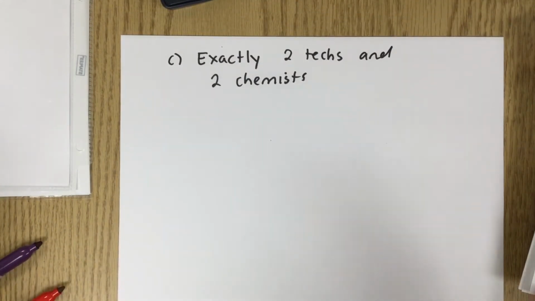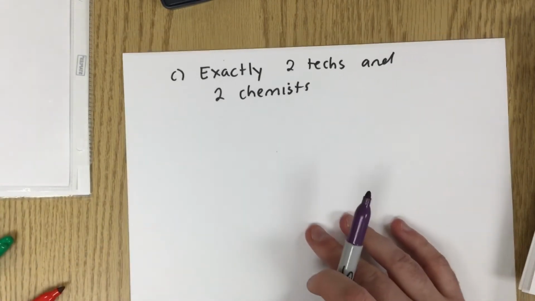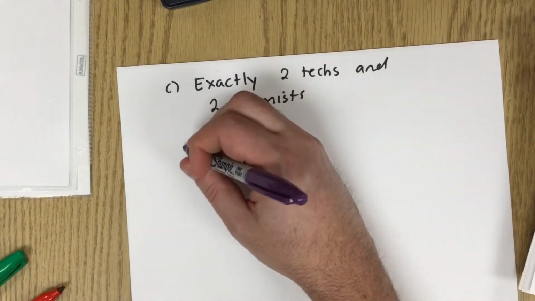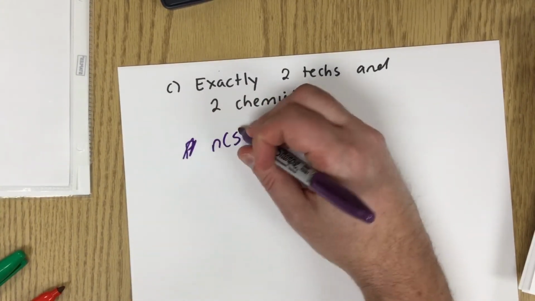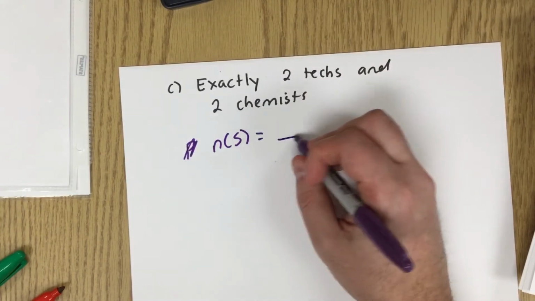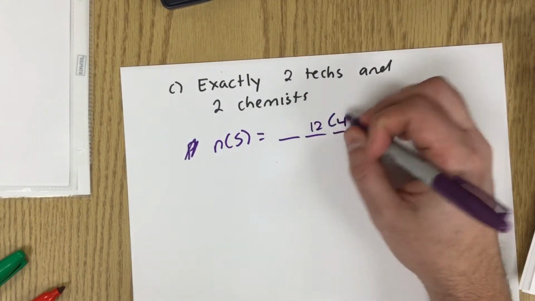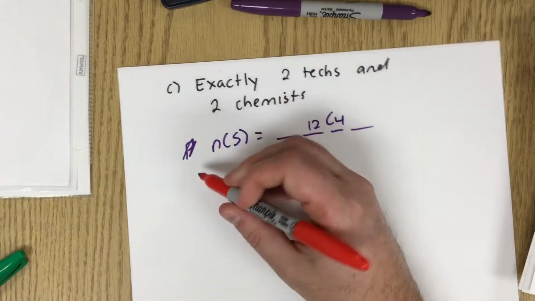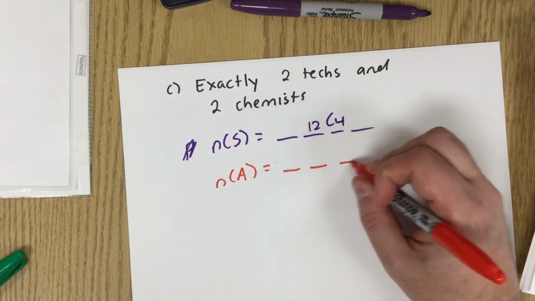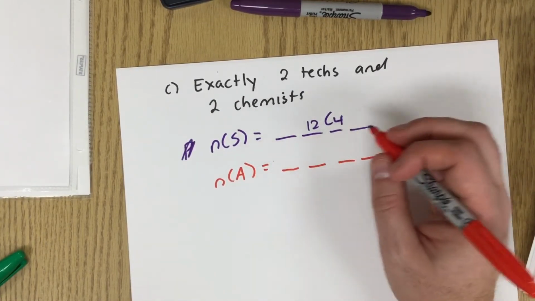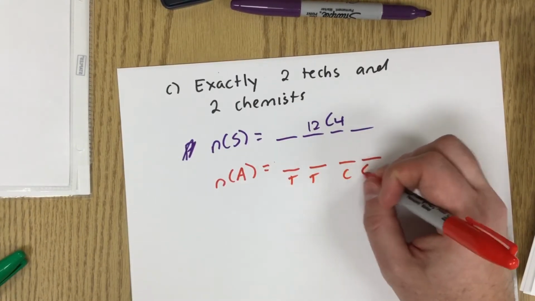Now we want the committee to be exactly 2 techs and exactly 2 chemists. I left myself a lot of space, but I don't think I'm going to need that much. No, I don't want the probability first. First I want the number, the N_S. Nothing special there: it's still 12 choose 4. The special one is that we have 2 techs and 2 chemists.